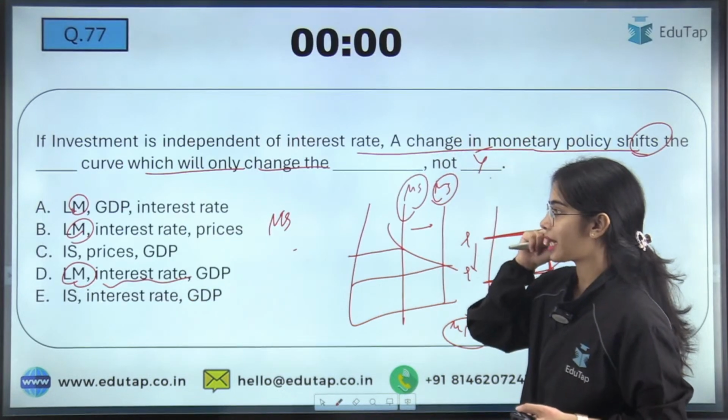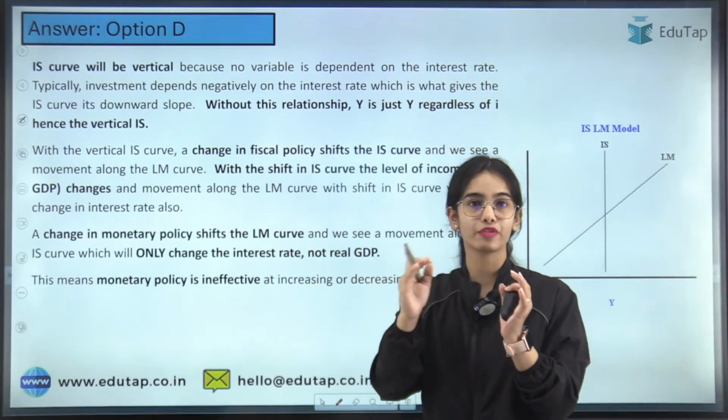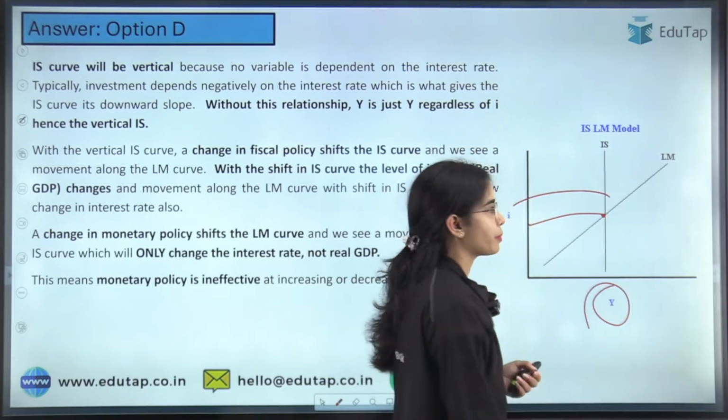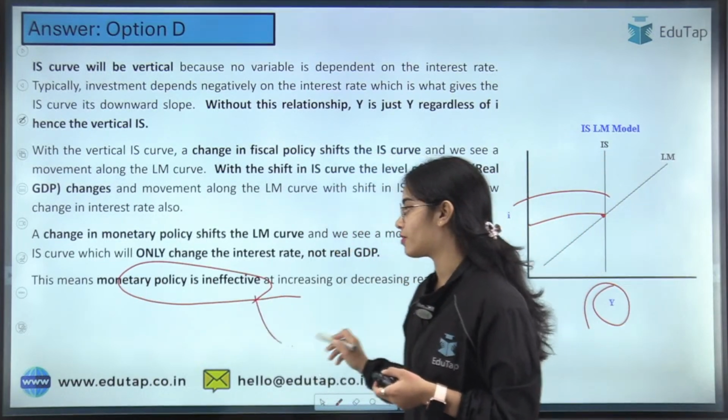So this is the idea: if the LM curve is shifting, it will only change the rate of interest and the level of output may remain constant. So monetary policy is quite ineffective here to change the level of income.